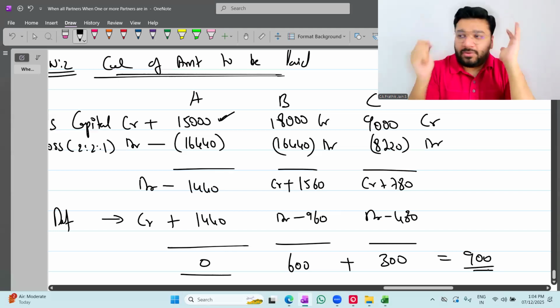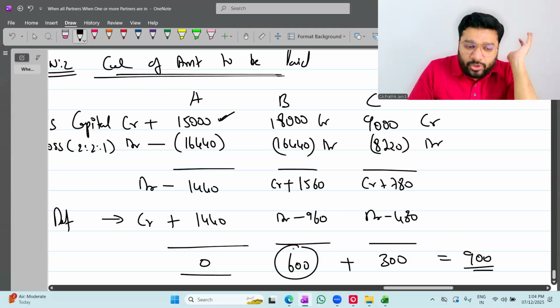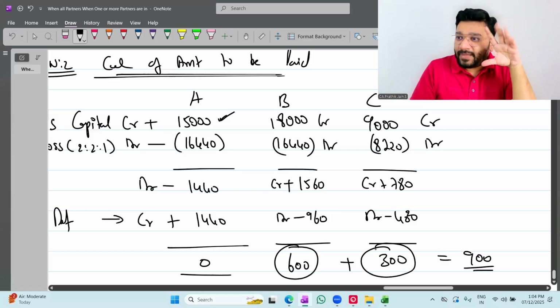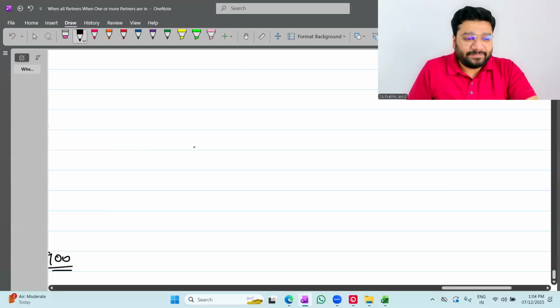If you open the capital ledger, at the end it will come saying we have to give this much to B and this much to C. Shall I do and show, prove it to you, or do you believe me? Abhinaya doesn't believe. She's like, you do and show, sir. Okay. Only for Abhinaya.